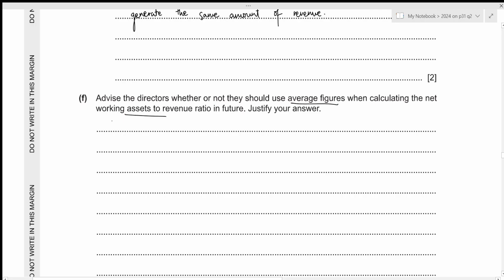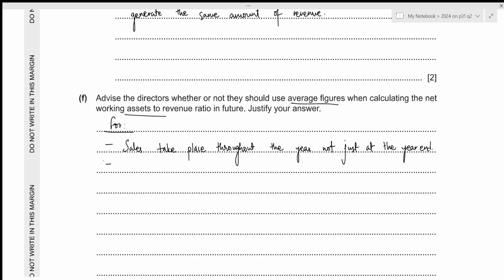Okay, so we can label it as for and against. So for changing to the average figures from the year-end figures, the very first point would be that the sales will take place throughout the year and not just at the closing date. That's why the average figures would be more relevant. Sales take place throughout the year, not just at the year end.